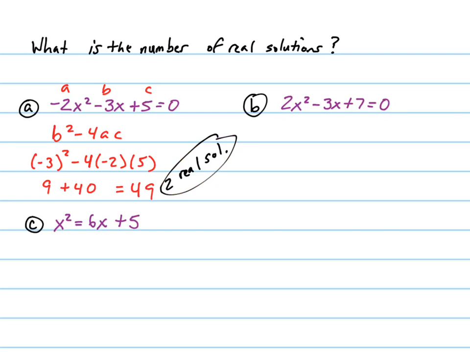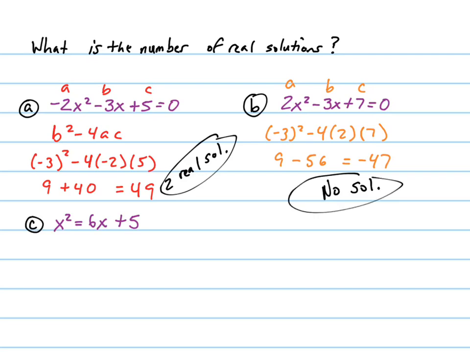We'll do the same thing for example B here. We've got our A value, our B value, and our C value. So negative 3 squared minus 4 times 2 times 7. So 9, and in this case, we've got 56. And then this is going to be negative 47. So that's negative, so it's no solutions.